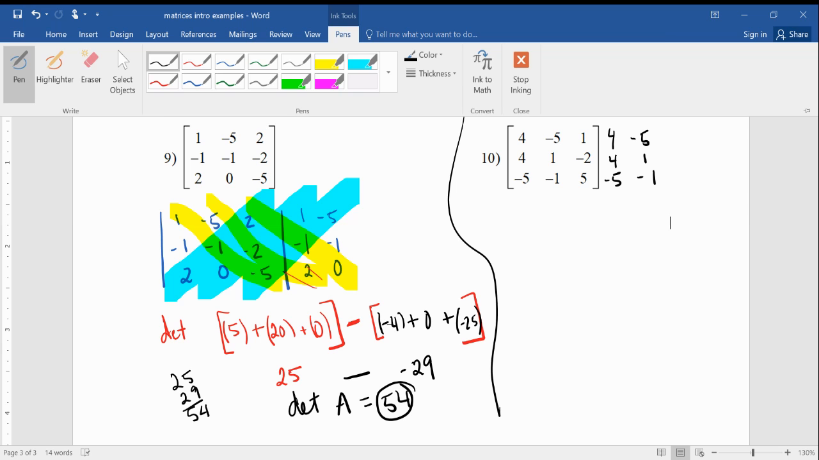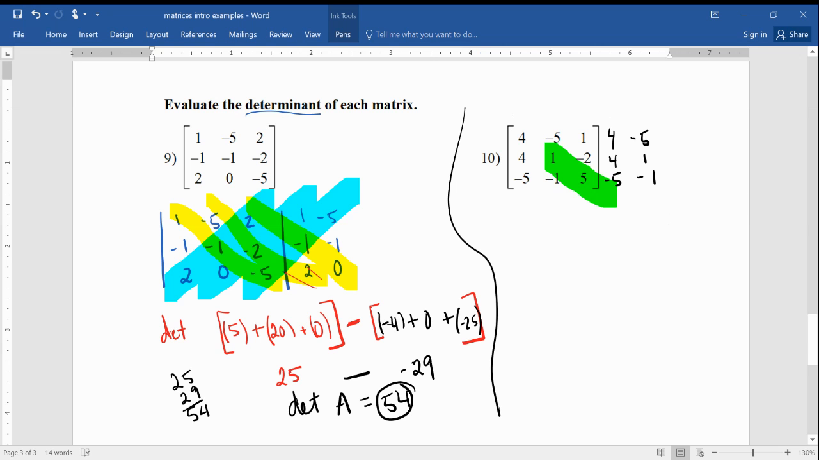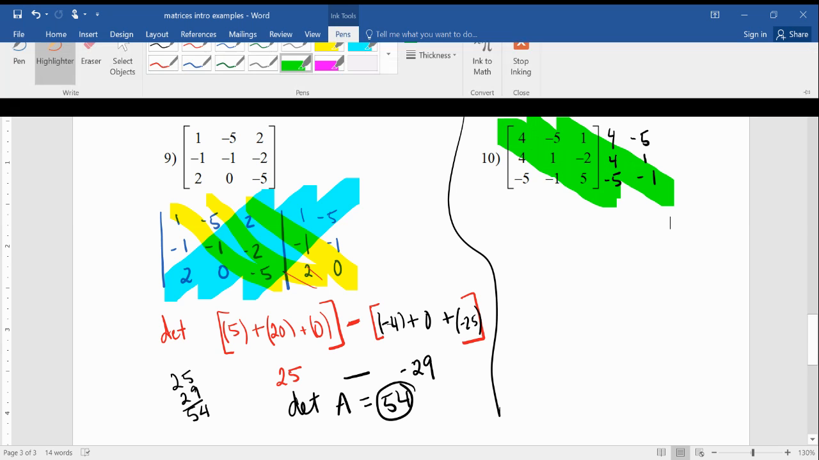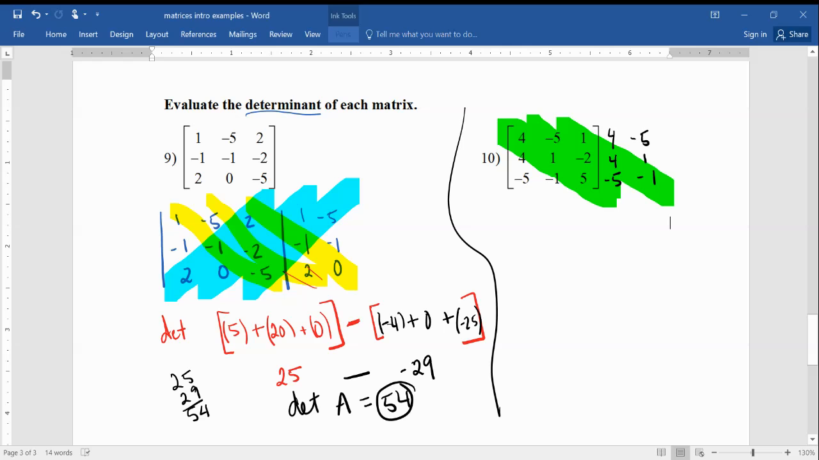All right, so we're going to do the diagonals from the left first. So that diagonal, this one, and this one. So let's get those three. Actually, I think it might be better if I use the pen on that. Those highlighters all running together, isn't it? So 4 times 1 times 5 is 20. All right, then let's do -5 times -2 times -5. That's 10, and negative 5 makes a negative 50.